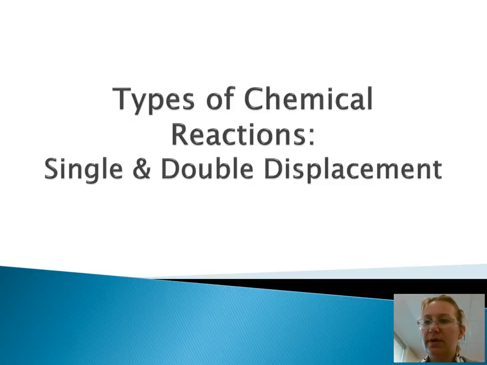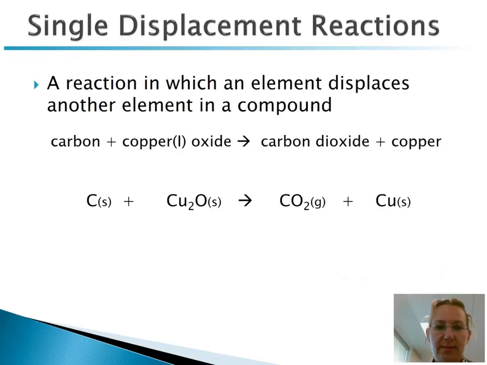Okay, so today we are going to look at two other types of classifications of chemical reactions, single and double displacement reactions. Previously we did synthesis, where two elements combine to form one compound, and we did decomposition, where a compound breaks into its elements. But a single displacement reaction is a reaction where you have a single element and a compound. And what ends up happening is the single element will actually displace one of the elements in the compound. So it's going to break up the group.